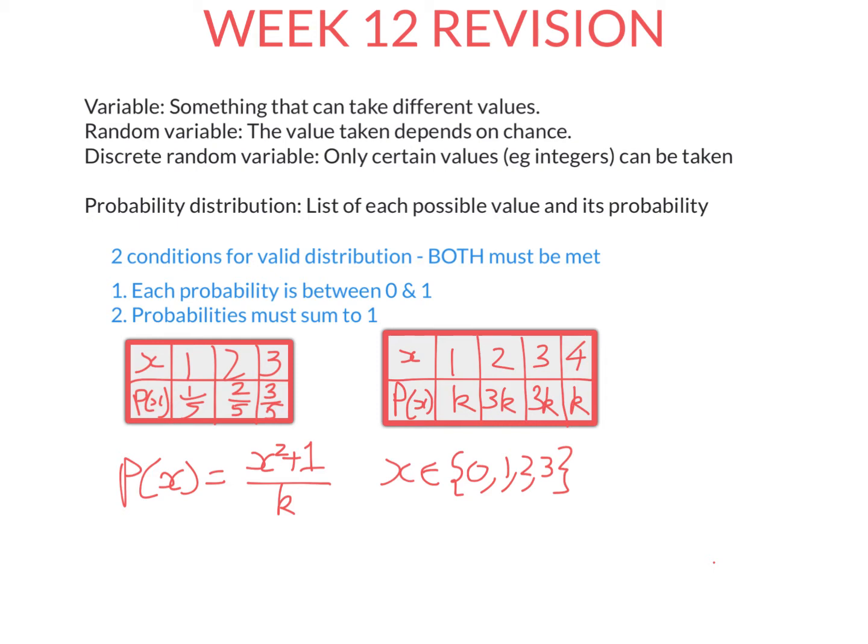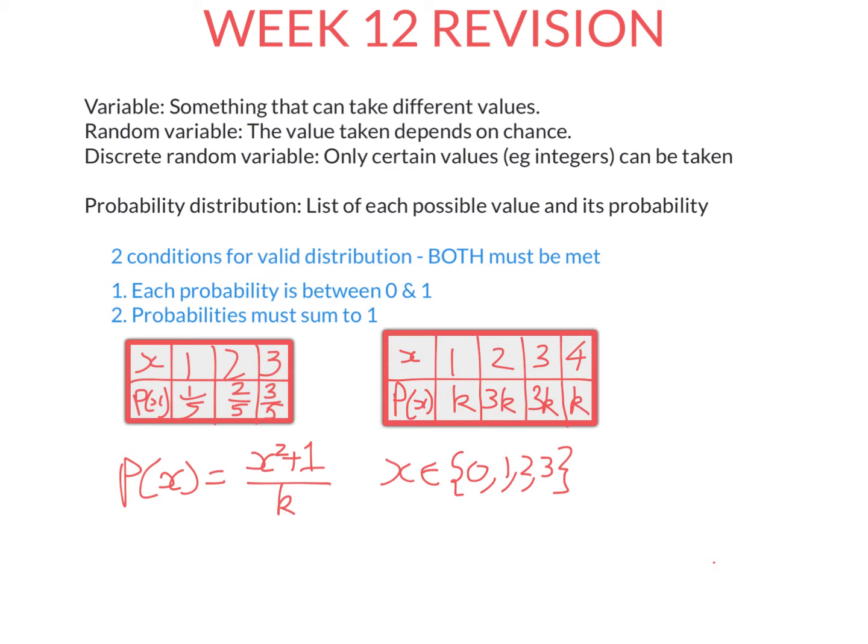Week 12. So we started probability and we're looking at discrete probability distributions. Probability distributions look like this. It's just a list of outcomes and their associated probabilities. What makes probability distributions discrete is if the random variable can only take a certain number of values, like integers. So this one is discrete because x can only take values 1, 2, 3, and 4.